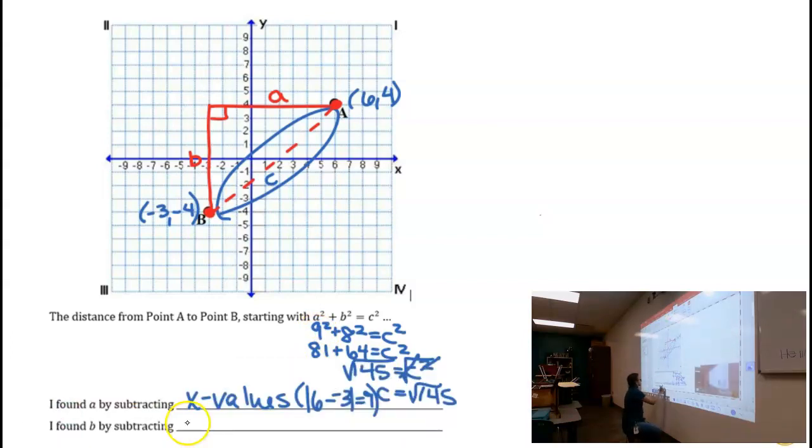I found b by subtracting the y values. So for the y values, my distance between the two points from here to here, that y value subtraction is going to be 4 minus -4. Well, 4 minus -4 is the same thing as 4 plus 4, so that's going to be 8, and the absolute value of 8 is just 8. So that's where I got the b value from. So we can find those distances by subtracting. We can also find those distances by counting.